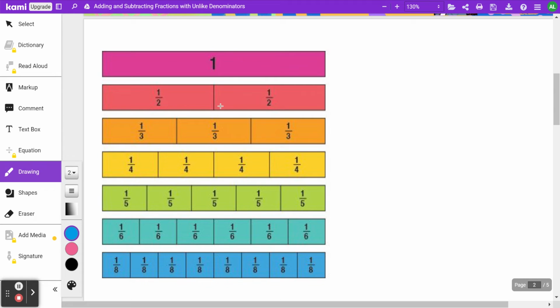And here, if the denominator is 2, we need 2 pieces to make that one whole. And it goes all the way down to 1/8. And these are just the commonly seen fractions and denominators that we have in 5th grade.